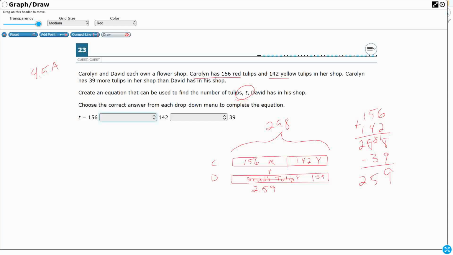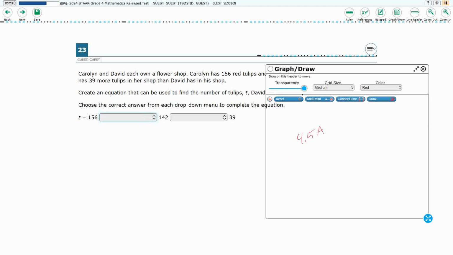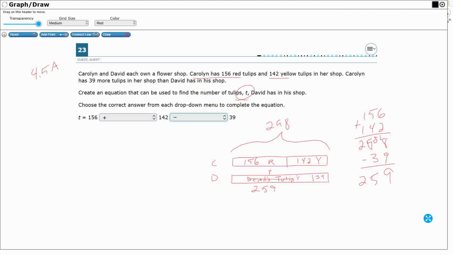How did I solve that? Well, what did we do with our 156 and our 142? Well, that's how much Caroline had. So we took those two and we added them. And then we know that that's 39 more than what David has, so we had to subtract that. So that's going to be our correct answer there: we add the 156 and then 142 and then subtract the 39. That's going to be to compare.